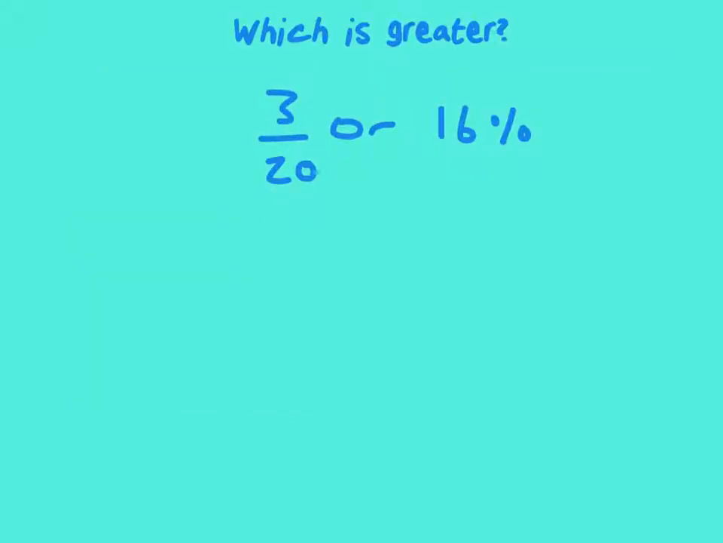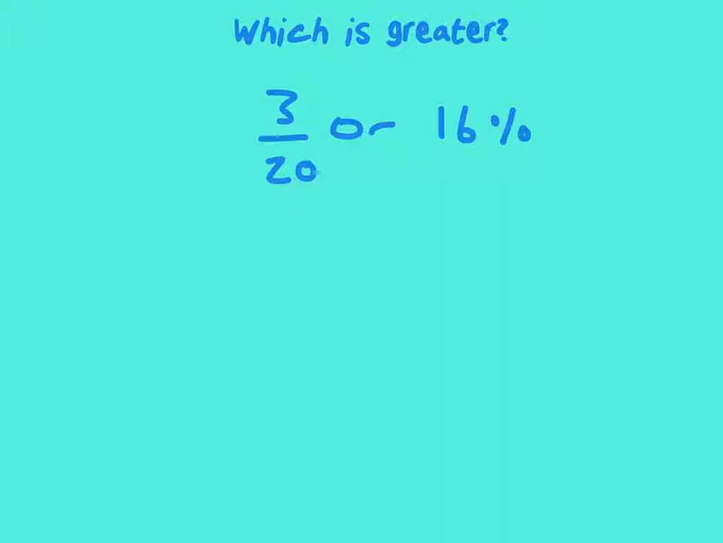So here we are given which one is greater, 3 over 20 or 16%. So remember, to solve this, option number 1, put them all as fractions. Option number 2, put them all as decimals. Or option number 3, put them all as percents. Doesn't matter. I'll show you a couple of ways. First, let's do it by decimal. Let's change both of these into decimals.